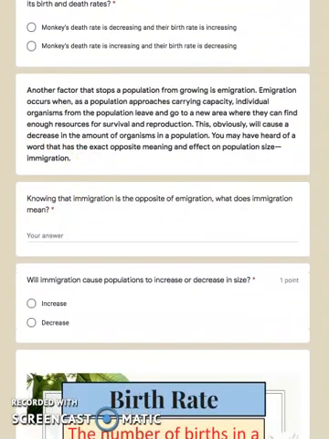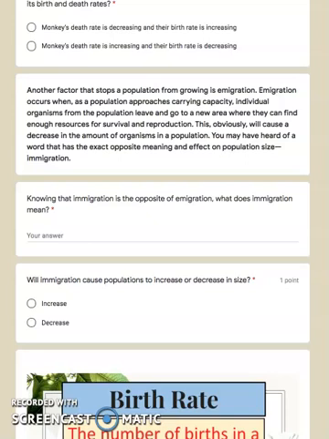Another factor that stops a population from growing is emigration. Emigration occurs when, as a population approaches carrying capacity, individual organisms from that population leave and go to a new area where they can find enough resources for survival and reproduction. This obviously will cause a decrease in the amount of organisms in a population.